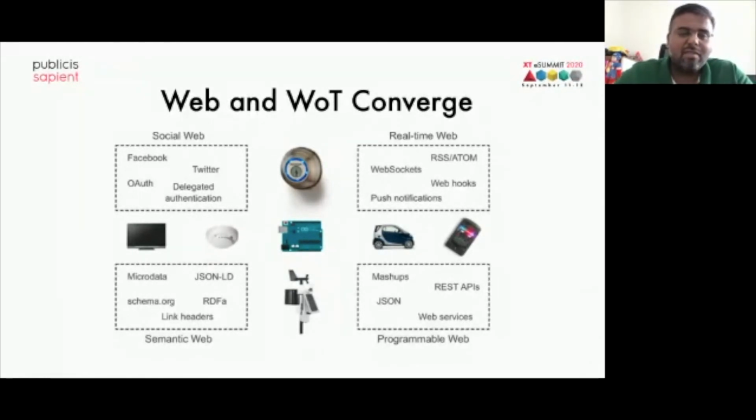All these four things are going to converge in the Web of Things. So let's take an example of how the Web of Things came into practice, which focuses on the social web.